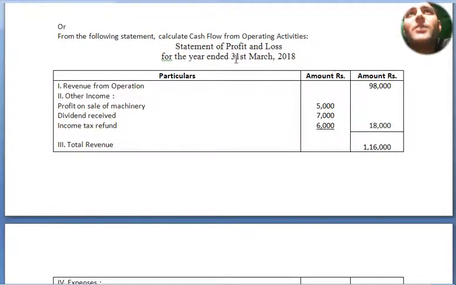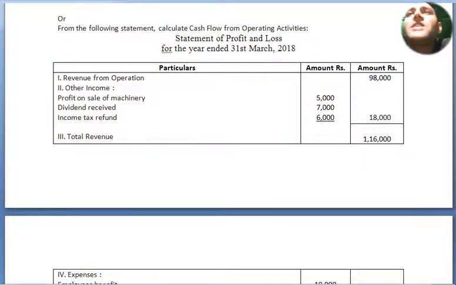Alright, the statement of profit and loss account has been given for 31st March 2018. Particulars, amount: revenue from operations, in the outer column, 98,000. Other incomes that need to be added: profit on sale of machinery 5,000, dividend received 7,000, income tax refund 6,000. Altogether 18,000 we have added, and we got total revenue of 1,16,000.